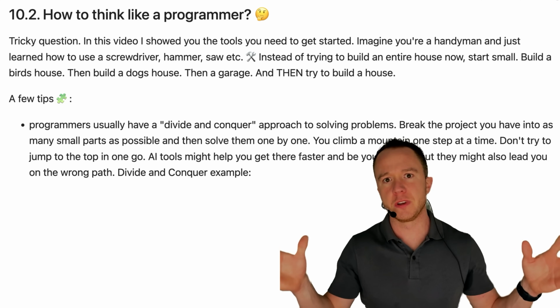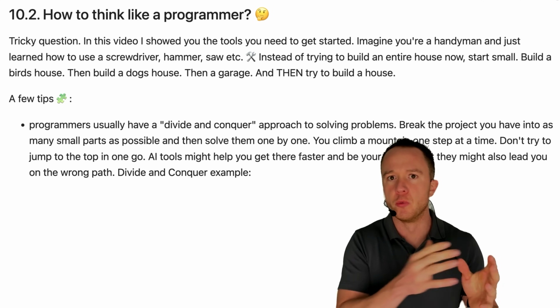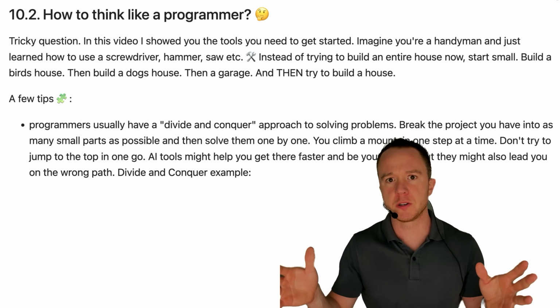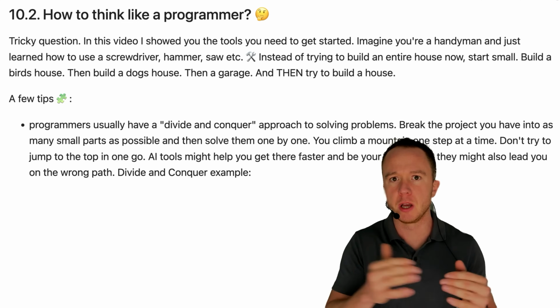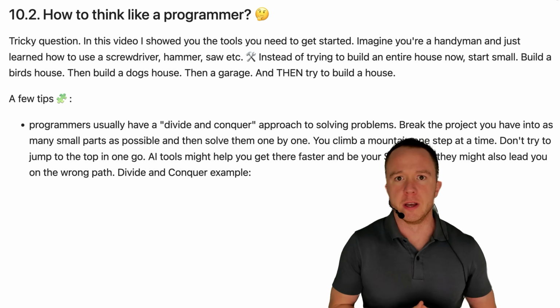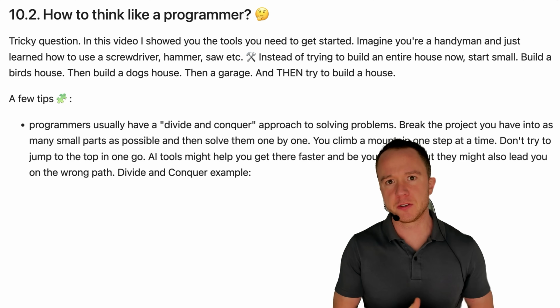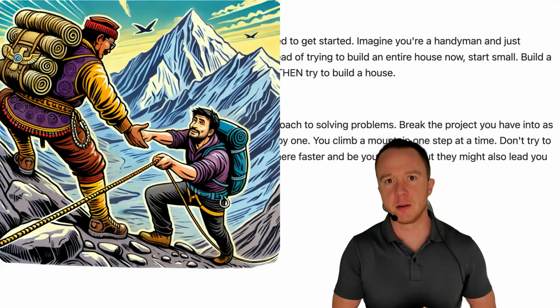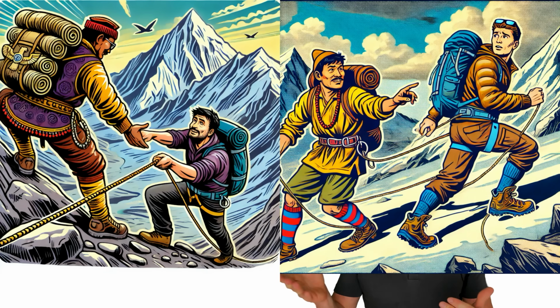So instead of trying to solve the entire problem all at once, you break it down into as small parts as possible, and then you solve them one by one. You climb a mountain one step at a time. You don't try to jump from the bottom of the mountain right to the top. AI tools might help you get there faster, so they're basically your Sherpas in climbing the mountain, but they might also lead you on the wrong path.